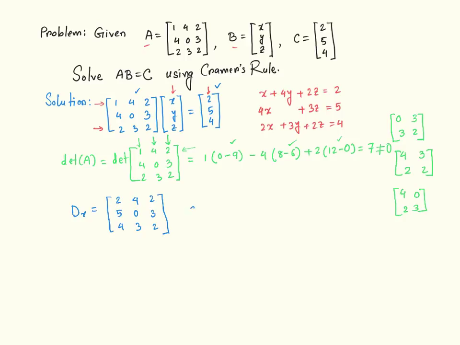Now I'm going to find the determinant of D sub x. Exactly the same way we did it here, we are going to do it here. So it's going to be 2 times 0 times 2 is 0, minus 9, then minus 4 times, so I'm expanding along the first row, first row, second column, if we ignore that, is going to give us 10, 5 times 2 is 10, minus 3 times 4 is 12, then plus 2 times, so this column and first row we ignore, is going to give us 5 times 3, 15, minus 4 times 0 is 0.